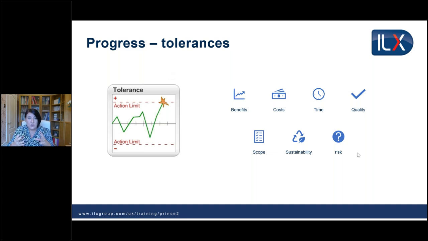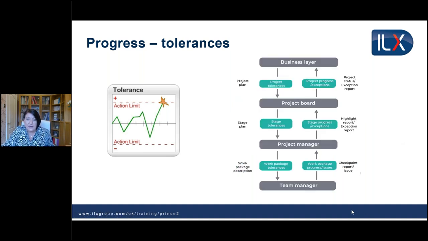Now, one other aspect of the progress practice is also the consideration of tolerances. So tolerances is the permissible deviation around our targets. It's how much wiggle room do we have. Now, we would definitely have tolerances set for time and cost, but we could also have tolerances set for benefits, quality, scope, sustainability, and risk. And tolerances get delegated downwards between the different management levels. And if there are any problems with those tolerances, that needs to be escalated back up between those management levels. So not only are we escalating up the regular progress reporting, if there are any problems, we would escalate that up immediately. We wouldn't wait until the next report's been sent.